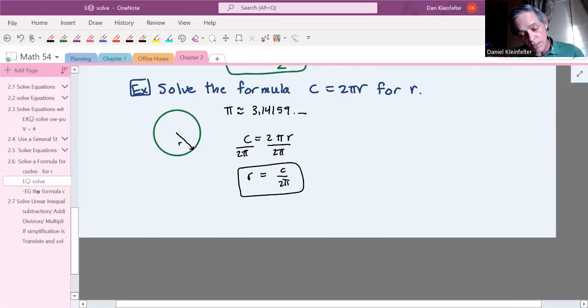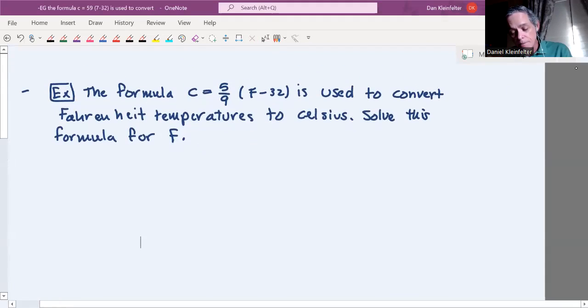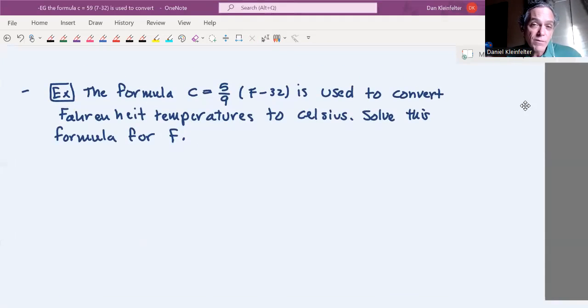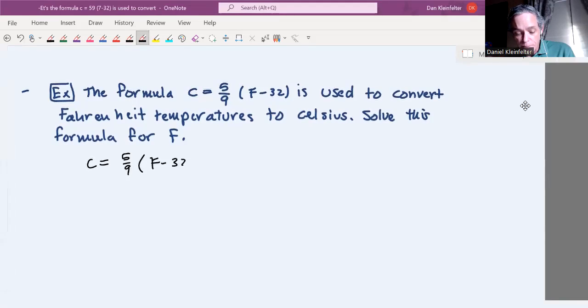Okay, we are almost done. In this example, this formula, C equals 5/9 times F minus 32, is a formula that you would use to convert a Fahrenheit temperature into Celsius. We want to rewrite that so that we get a formula solved for F that will turn Celsius into Fahrenheit. So we'll start with our formula C equals 5/9 times F minus 32.